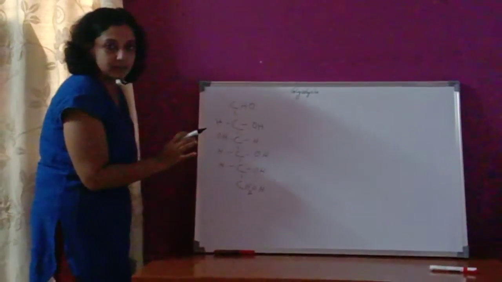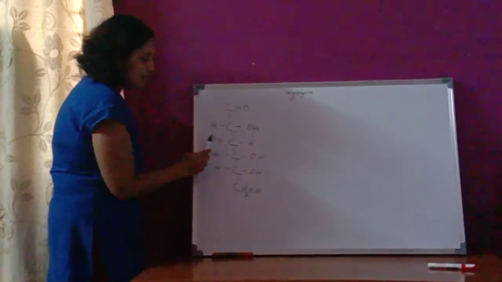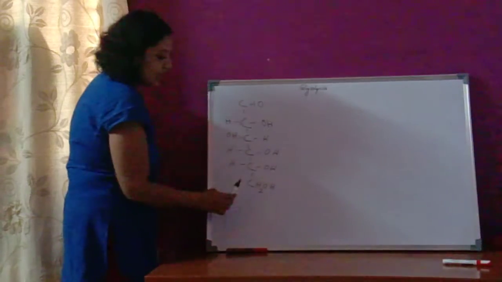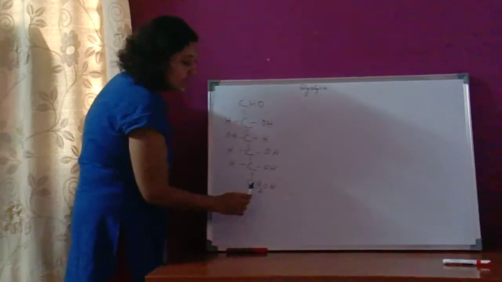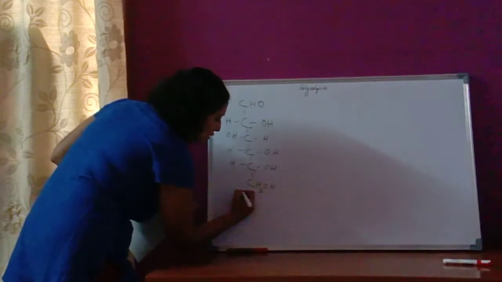Glucose is a 6-carbon molecule. CHO; in the third carbon it is OH. In all the other carbon atoms it is CHOH, and in the 6th carbon atom it is CH2OH. So this is the structure of glucose.